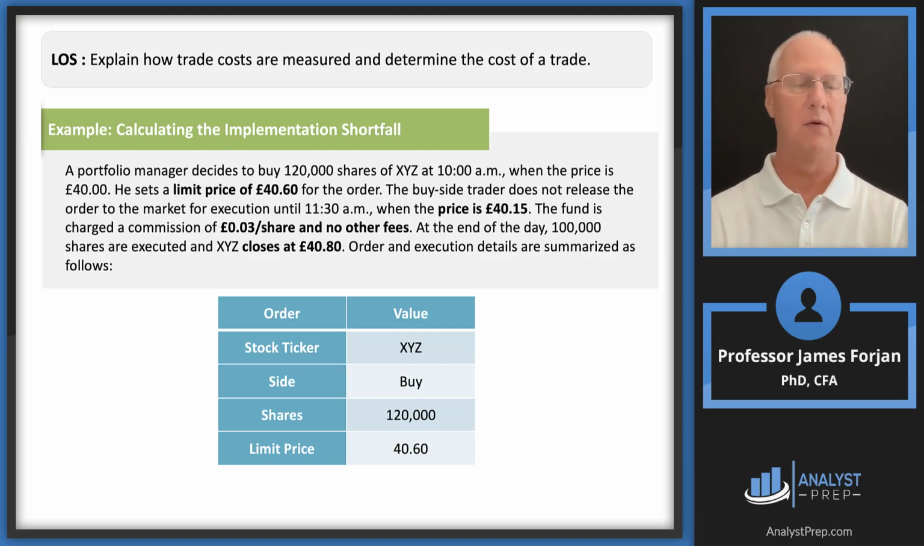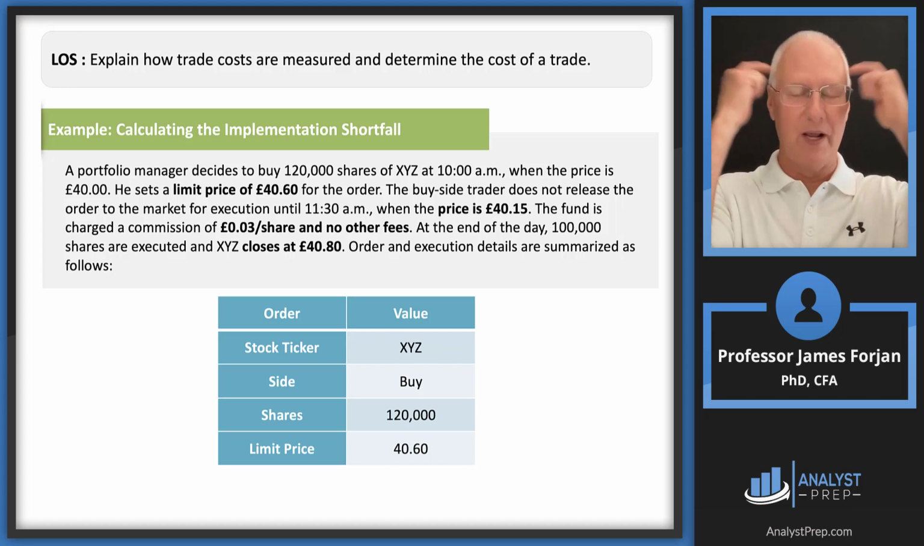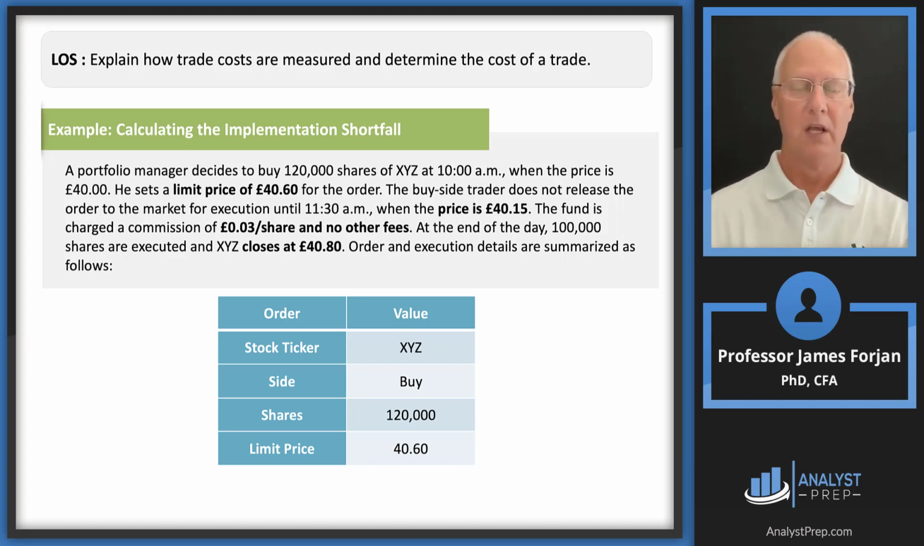So let's go ahead and work through an example here. We're going to buy 120,000 shares at 10 a.m. when the price is 40. All right, so there we go. Let me point to my temples again. Limit price of 40.6 for the order.